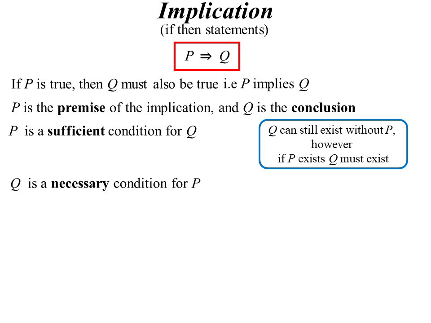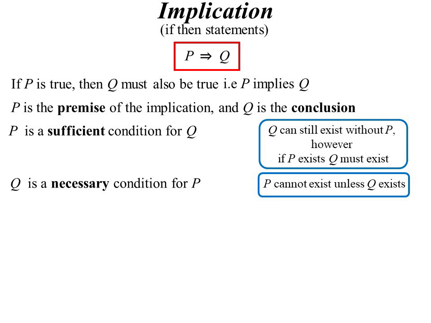Q becomes a necessary condition for P, because P cannot exist unless Q exists. Remember, every time we see P, we've got Q. Therefore, P can't exist unless we get a Q, because if I've got P, I must have got a Q. P implies Q. Unless Q exists, I mustn't have had a P. Q is necessary for P to happen.